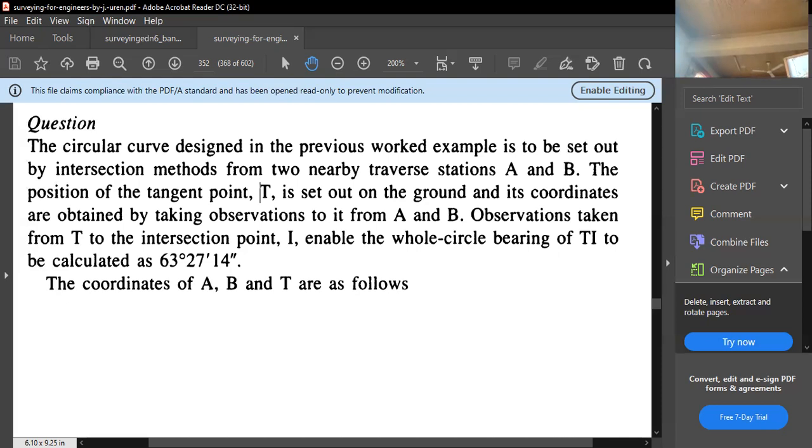These are the other types of bearings. These are WCB, whole circle bearings. This type of bearing always references the north. So it doesn't matter where you are, you get 0 to 360. Is that okay? As opposed to a bearing where you refer to the cardinal points, like 2 degrees south, 2 degrees southwest. You know what I'm saying? Remember that. The whole circle bearing is to be calculated at 63 degrees, 27 minutes, 14 seconds.